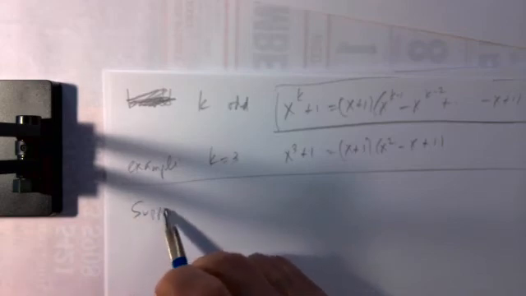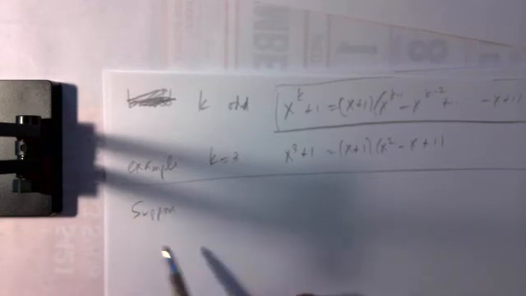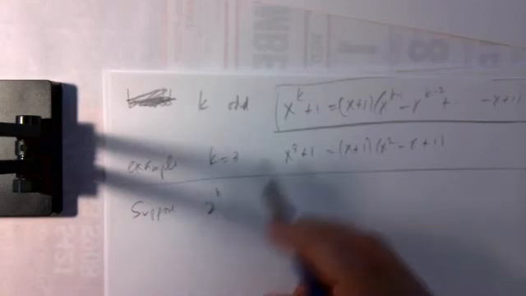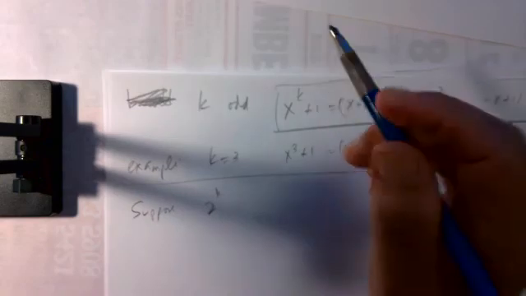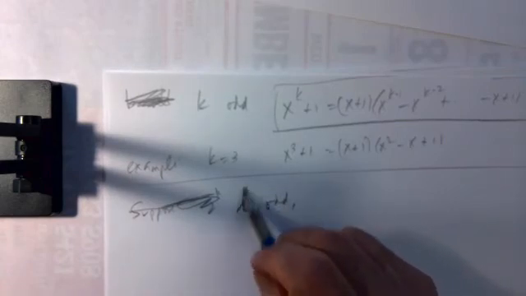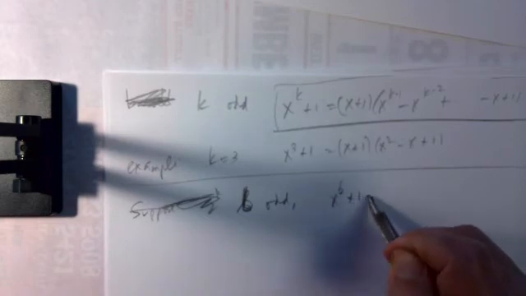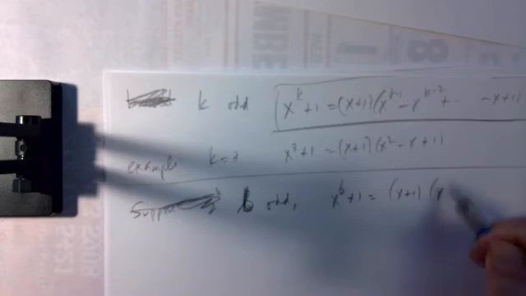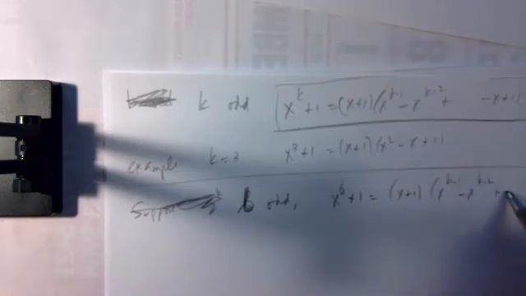So suppose, actually, I made a bad choice of letters. I'm just going to write it down again with a different letter. So if b is odd, then x to the b plus 1 factors. Right? So if b is an odd exponent, this factors.